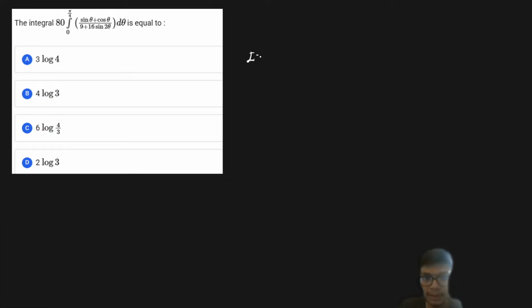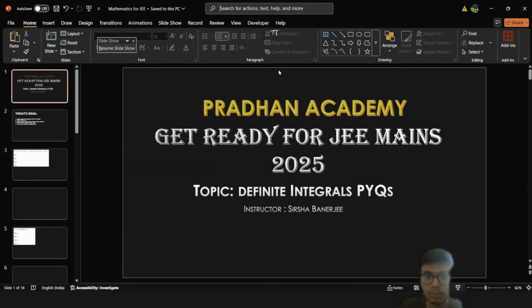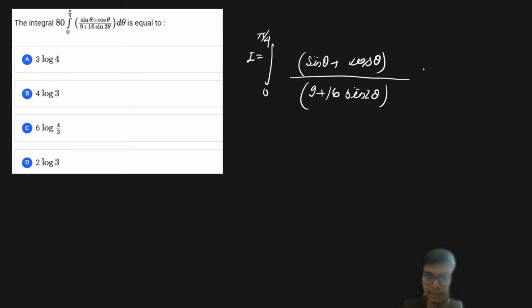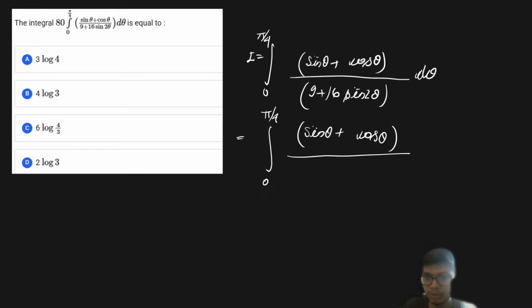So let us call this particular integral, the integral from 0 to pi by 4 of sine theta plus cos theta, whole divided by 9 plus 16 times sine 2 theta, d theta, right? Now what I'm going to do over here is write the numerator as sine theta plus cos theta, and whenever you see sine 2 theta, it is understood that you can write this as 2 times sine theta cos theta.